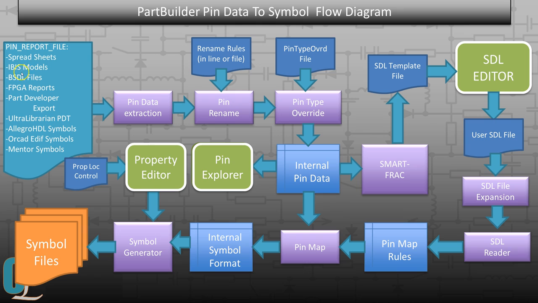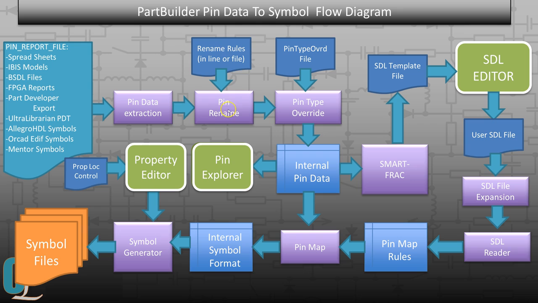So we're starting from the right, and we have the pin report file, which can be a spreadsheet, an IBIS model, a BSDL file, any kind of FPGA reports, the physical or the logical, the Cadence Part Developer export, Ultra Librarian PDT file, any existing Allegro HDL symbol, an ORCAD EDIF symbol, or a Mentor symbol. Those are our inputs, and the first process that runs from PartBuilder is the pin data extraction. That's when we hit the Get Pin Data button.